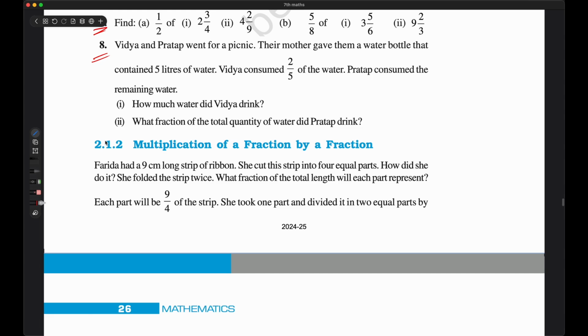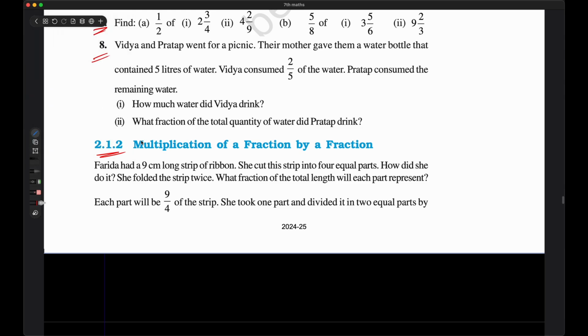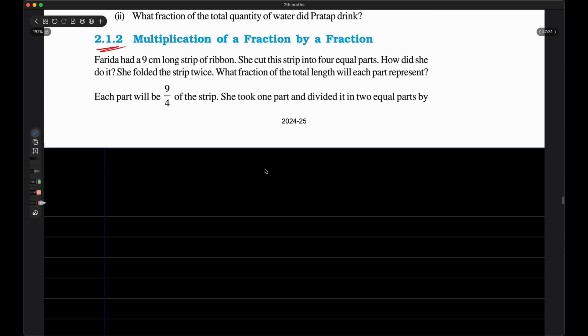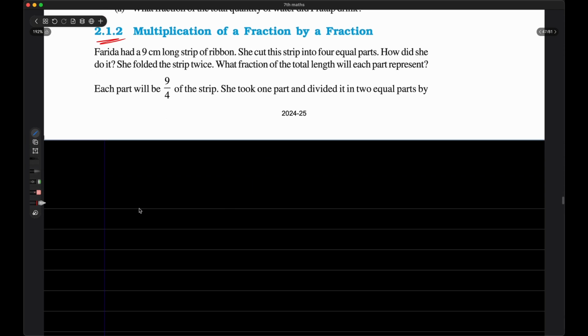Hello everyone, my name is Shyam Chauhan and in this lecture we are going to cover topic number 2.1.2, multiplication of fraction by fraction. We have already covered the theory in lecture number 1, that is multiplication of two fractions.